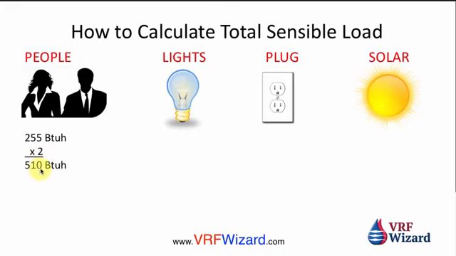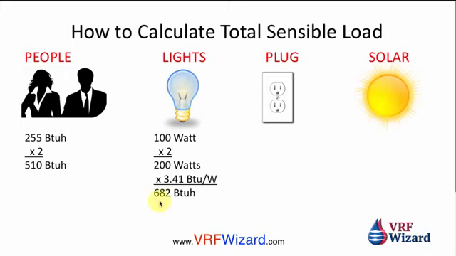So let's say this is a small office area. Let's say 20 by 10, so 200 square feet. We got 2 people in there. And then our lighting load, let's say we got 2 100-watt light bulbs. So 2 times 100, that gives us 200 watts. And then it's 3.41 BTUs per watt. That gives us a load for the lights of 682 BTUs.